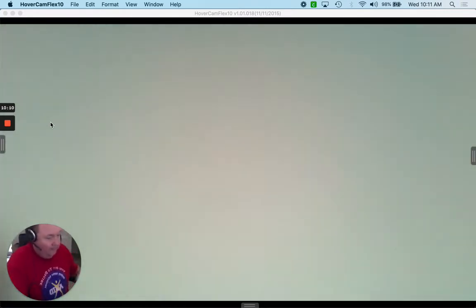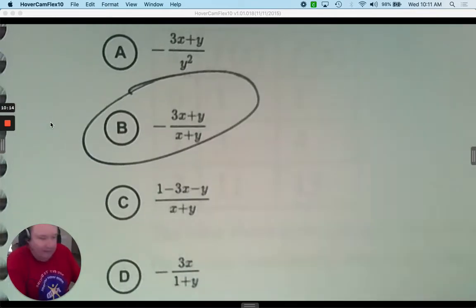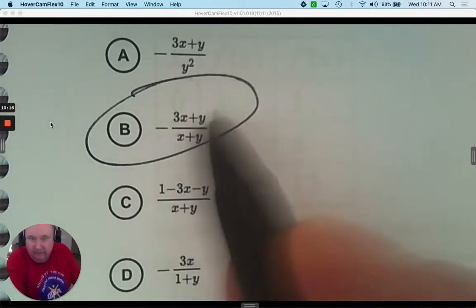You could also have the negative in front. So they just factored out the negative in front, and then that matches it.